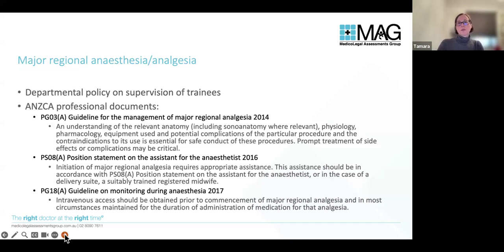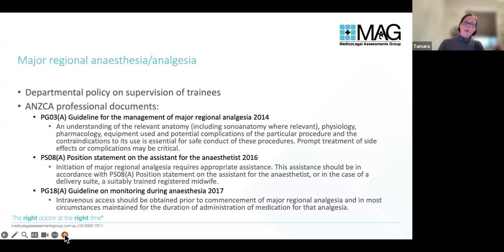When you read them, they don't sound like they're advisory. They do sound fairly mandatory, but nonetheless just called a position statement, that you need an appropriate assistant, and that's someone who's trained. And anaesthetic assistants and technicians and nurses and midwives are trained.